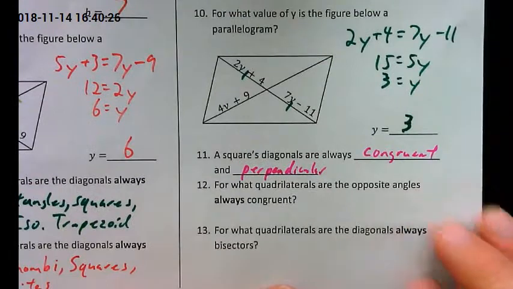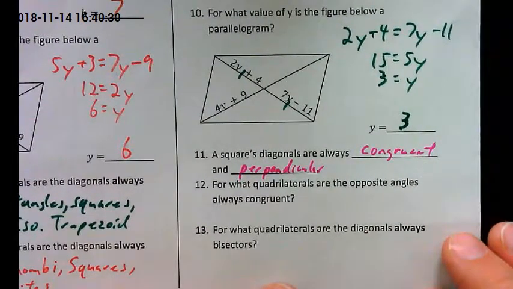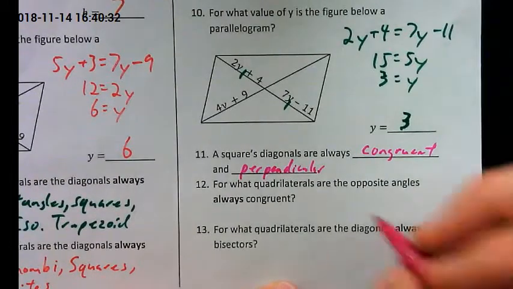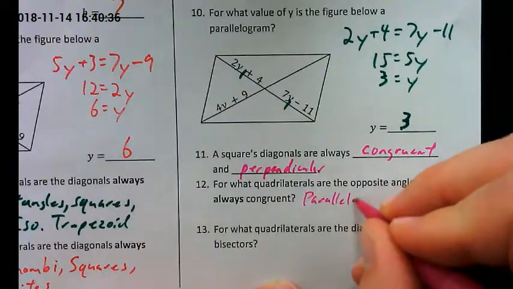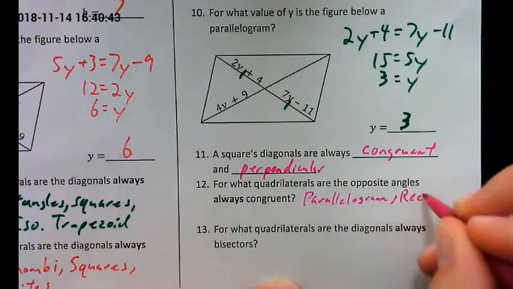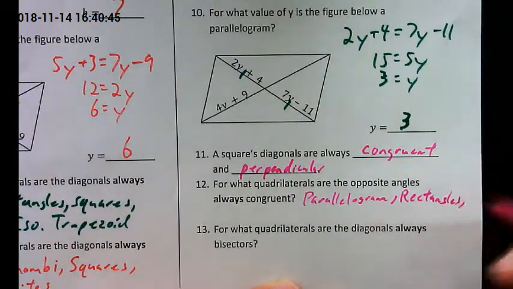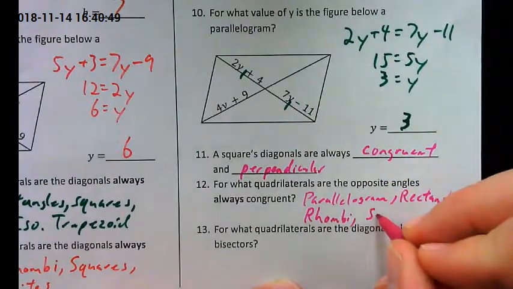Number 12. For what quadrilaterals are opposite angles always congruent? Parallelograms. Now, if we say parallelogram, that means all the subcategories of parallelogram also work. So, rectangles, rhombi, and squares.